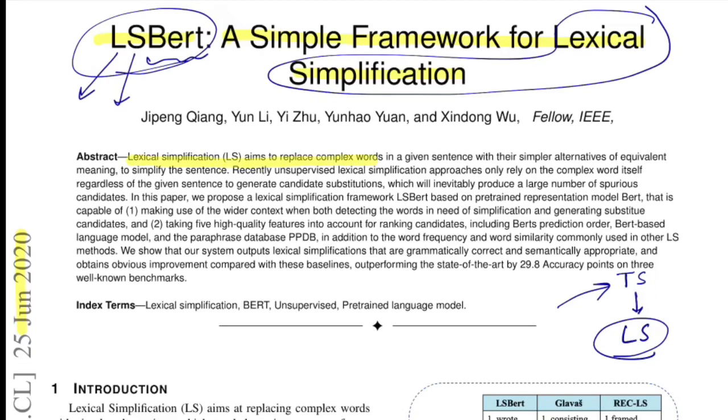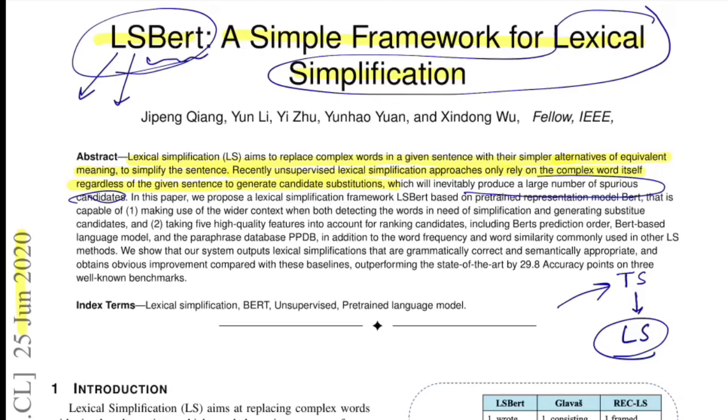Lexical simplification aims to replace complex words in a given sentence with simple alternatives of equivalent meaning to simplify a sentence. So this is exactly what we discussed. Recent unsupervised lexical simplification approaches only rely on the complex word itself, regardless of the sentence, to generate candidate substitutions. Okay, so what they are saying is the current unsupervised lexical simplification techniques focus just on replacing the complex word regardless of which context it occurs in, which produces a large number of spurious candidates, which is bound to happen. Because unless you consider the full context in which a word occurs, you'll be missing out on polysemic words.